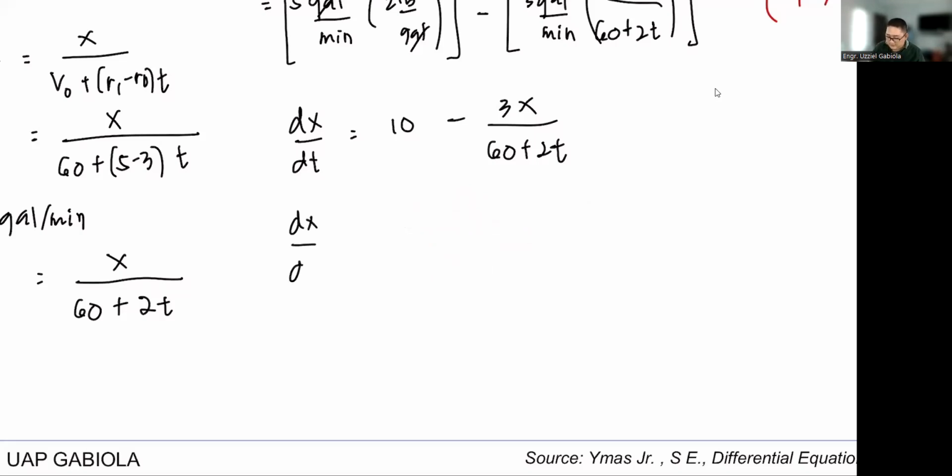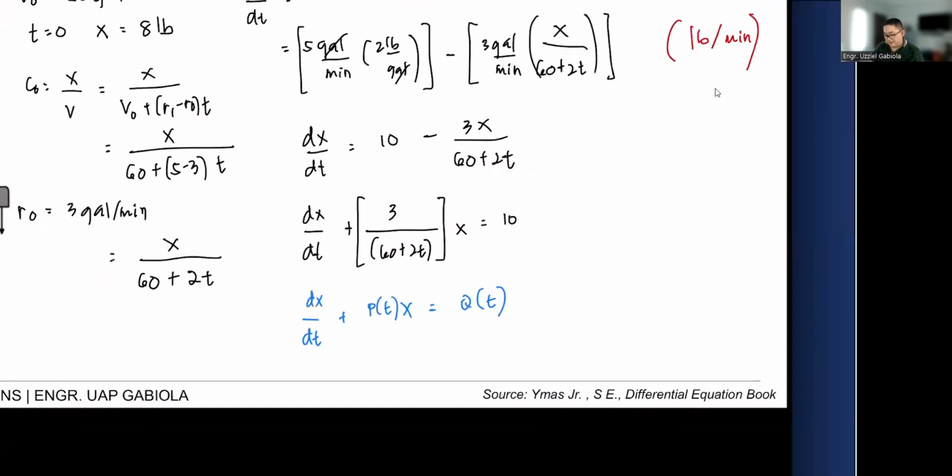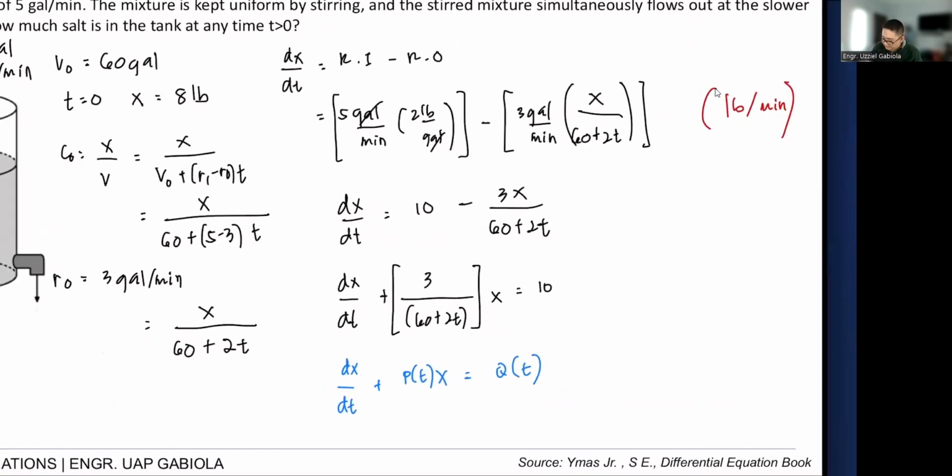So dx over dt plus 3 over 60 plus 2t times x. So iwalay ko lang yung x is equals to 10. Okay? So yung form natin is dx over dt plus p of t x is equals to q of t. So yan yung linear form natin. So pag pinapakuha yung integrating factor natin, that will be e raised to integral of p of t dt, equal sa e raised to integral of 3 dt all over 60 plus 2t.